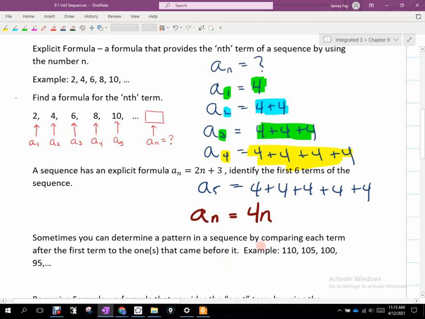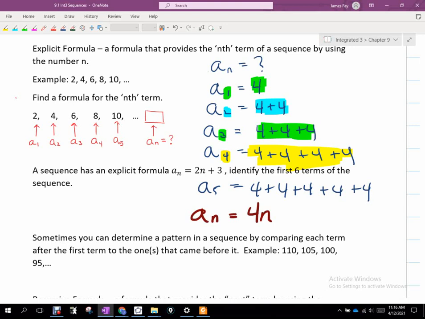It's 4 times n. And now, if I want the 30th term, which you guys have already said, well, I add 4 30 times, right? Is that the same thing as 4 times 30? Okay. So now if I want the 30th term, I know it's 120, and I didn't need to know the 29th term to get it, right? And I didn't need the 28th and the 27th and the 26th, right?